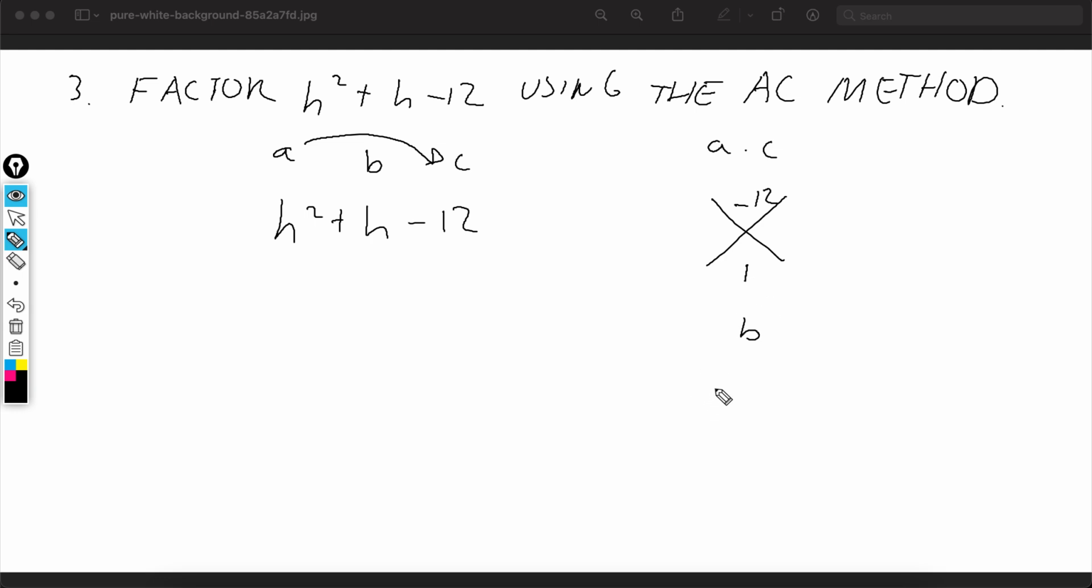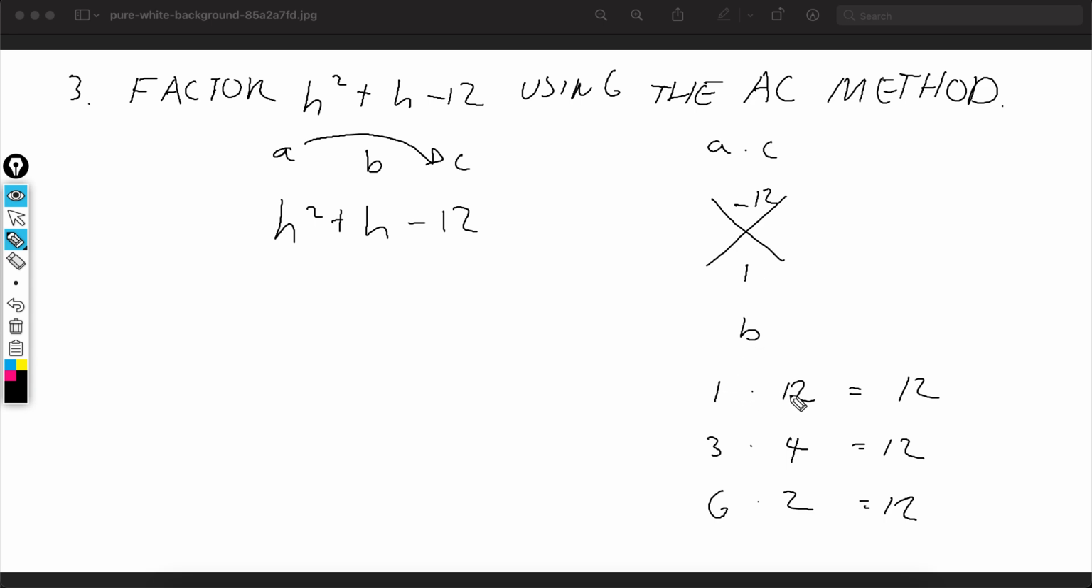So what I like to do is simply look at all the multiples, because we have to find two numbers that multiply together to give us 12, however add up and give us 1, right? So let's start in order. Let's do 1 times 12 equals 12. What about 3 times 4 equals 12? What about 6 times 2 equals 12? I think that's good enough. So we need two numbers that multiply together to give us negative 12, however, when added together, give us positive 1.